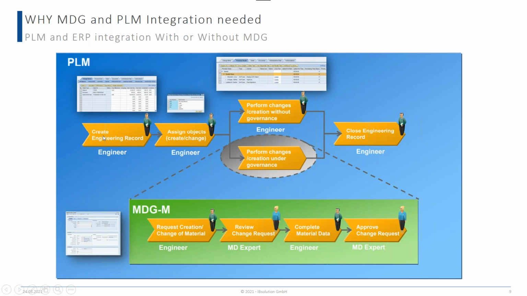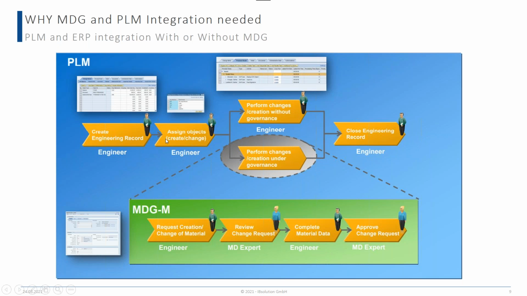In the PLM activity, the engineer will start by creating an engineering record. It's called a change number. And then he will assign an object, either to create or change, say the part or the product here. And then if we say we do not have MDG, then it will go without MDG. In the PLM, it may start the changes or the creation without governance, as you see here, and it will complete all the activities, and then we will close the engineering change number. So changes or creations are done in the PLM.